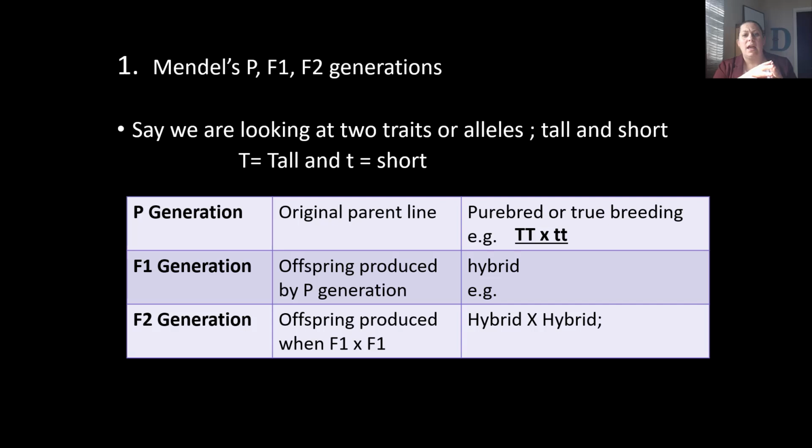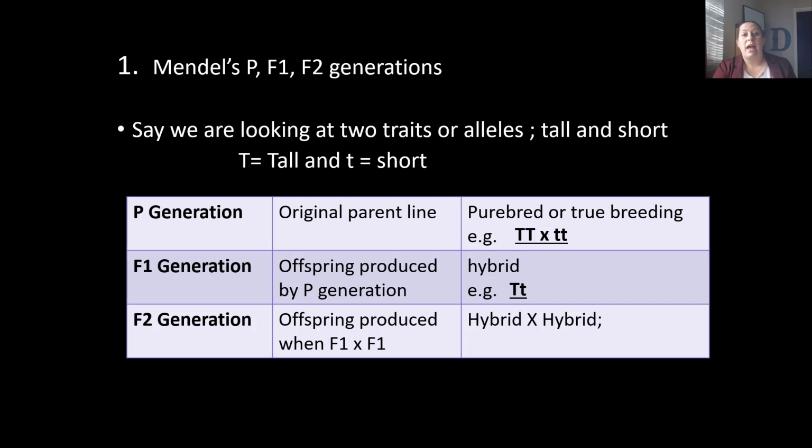What he found is that the offspring produced from the parent generation were hybrids. Now, a hybrid means you're combining two different things, and so this means that all of them were big T, little t. So he found that they were hybrids, big T, little t. The issue, though, here is that they were all tall, because the big T told you that the tall was present, which was masking the short.